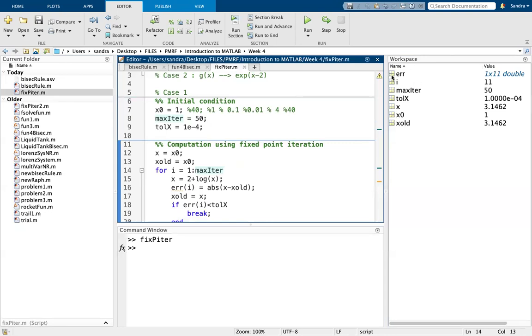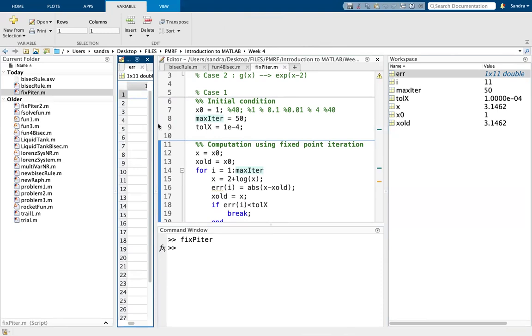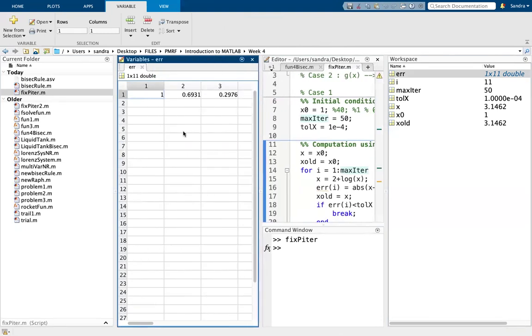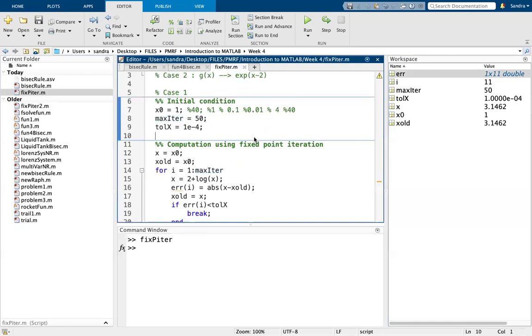Now let me see the error. Every iteration, I'm saving the error. As you can see, in the first iteration my error value was 1. In the next iteration, it reduced to 0.69, then 0.29, 0.1048, 0.03, 0.01, 0.0035, and so on. Then it became of the order of e to the minus 5. Let's see the solution. When I started with 1, I landed on the solution 3.1462.